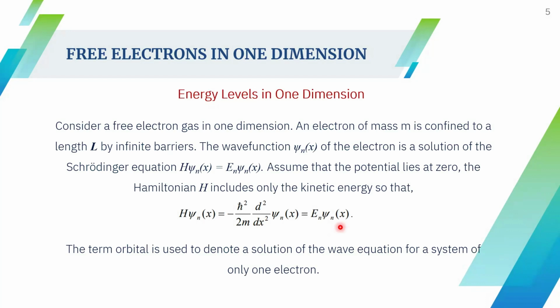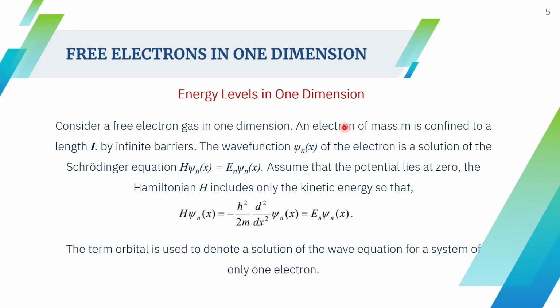Now, for this concept, we will be seeing different ideas surrounding the free electrons. The first and foremost thing we have to see is the free electrons in one dimension. Later on, we will be seeing the three dimensions also. So, regarding one dimension, the first thing we have to see is the energy levels in one dimension. For that, we are considering a free electron gas in one dimension, taking account of the quantum theory and also of the Pauli exclusion principle.